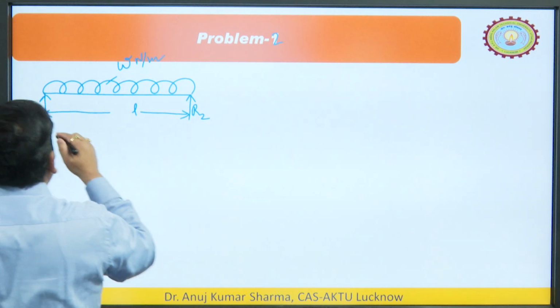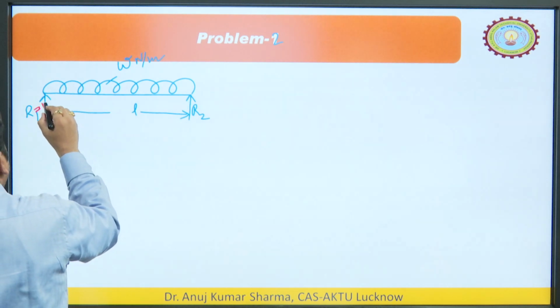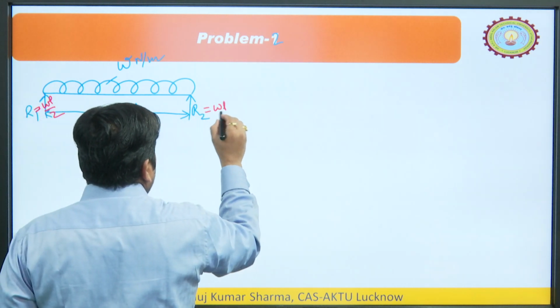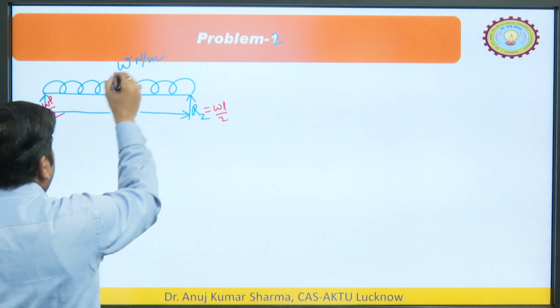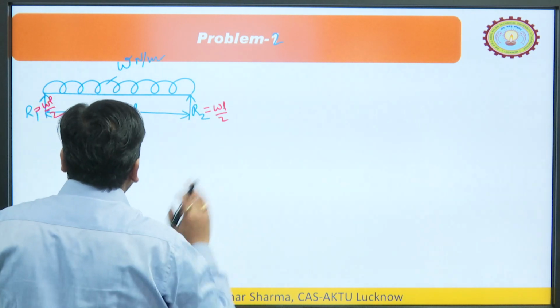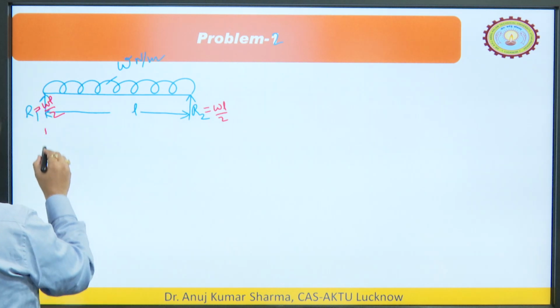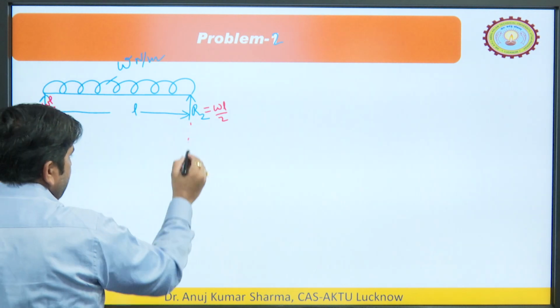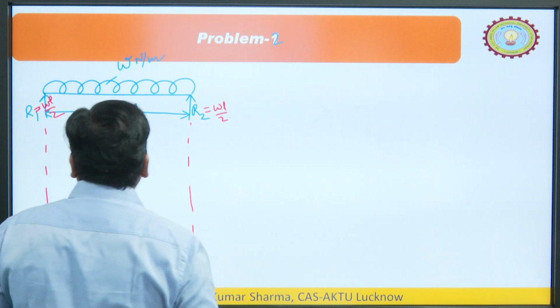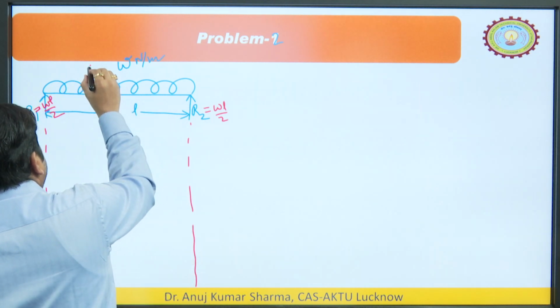So, from the uniformity, or we can say the symmetry, we can have the value of R1 as WL by 2 and R2 again WL by 2. So, W into L is the total load, which will be shared equally by these two supports. So, you can easily calculate the reactions also. Now, we can keep this area vacant for our bending moment and shear force diagram.